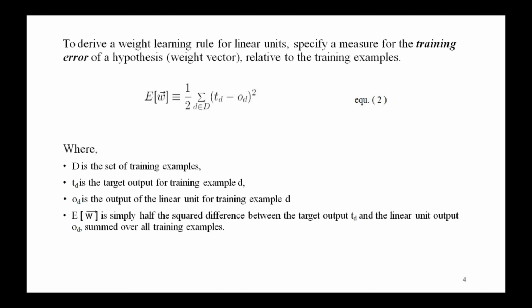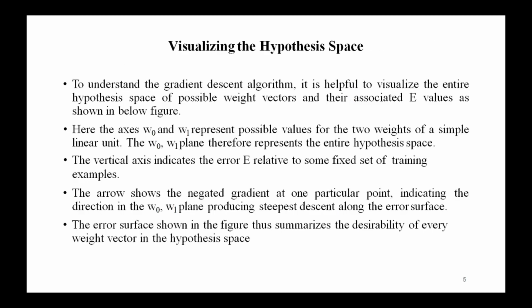So this is all about gradient descent and the delta rule. I hope the concept is clear, right? The next important concept is visualizing the hypothesis space. Now let us see how exactly the hypothesis space is visualized, or how exactly the hypothesis space looks.